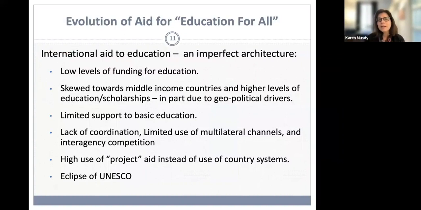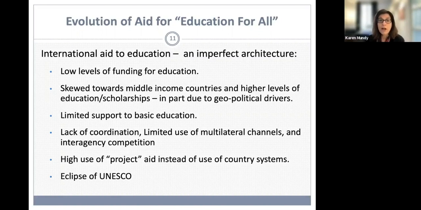So underneath all of this global agenda setting was emerging this international architecture for education for all. And I think if you read Giran Bahari's piece or an earlier piece by Nick Burnett, you will find lots of evidence that it's a very imperfect architecture. Overall, in that architecture, there are very low levels of funding for education as compared to other sectors, really something between about 8 and 11% of what we call international development assistance, so ODA, is spent on education.